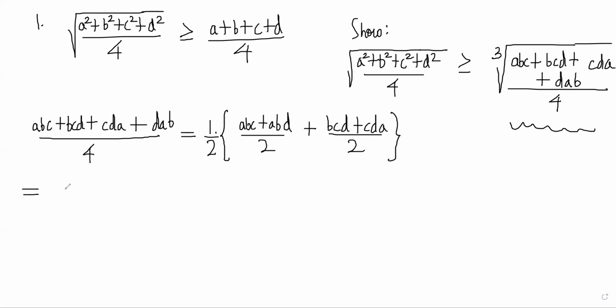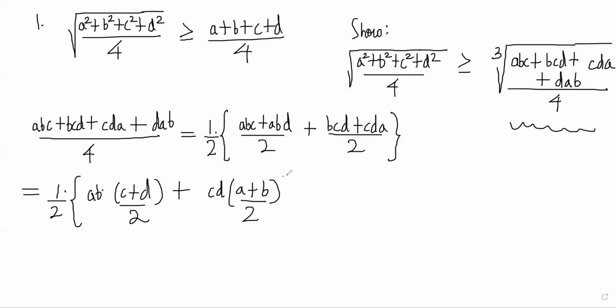And now I'll write it like this. Half of, here I will take ab common and it is c plus d by 2. And here I will take cd common and that is a plus b by 2. So far I have not done anything. I've just grouped things together.